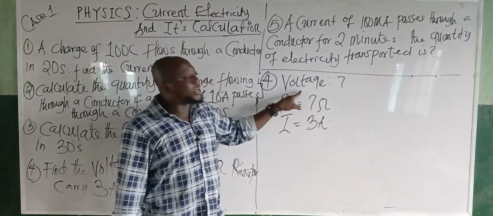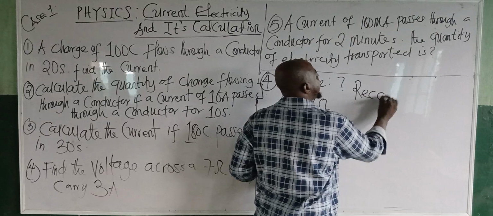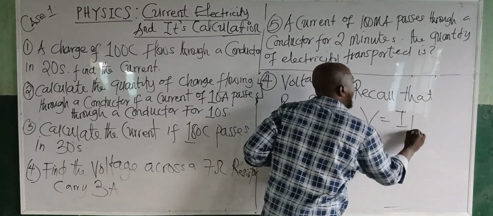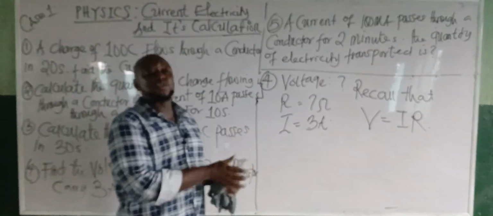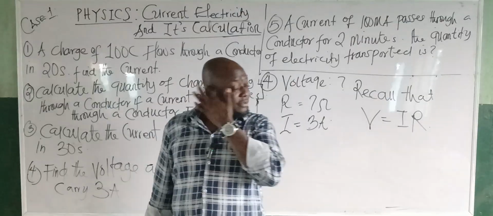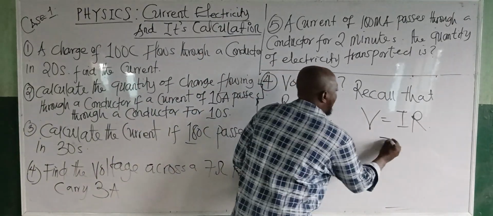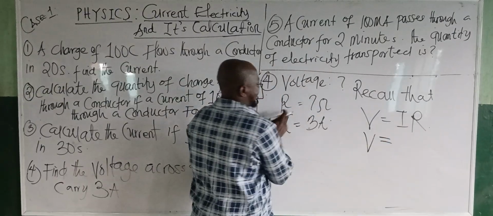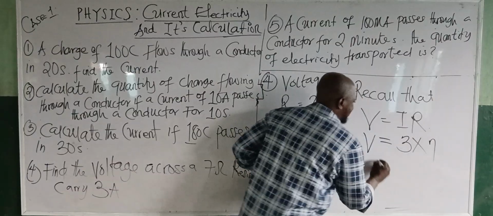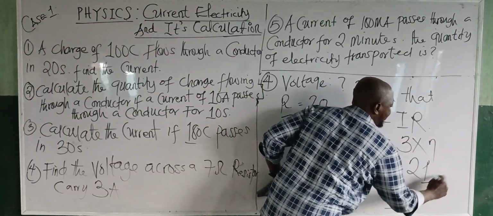So for this case now, we are looking for voltage. That means we are to use this formula. Recall that V equals IR. So this is what we have to use. Why? Because we have voltage, we have current, and we have R, which is resistor. We are looking for this V. So what do I do here now? I will say V becomes, what is my current here? My current is 3, multiplied by 7 here. If I do that, I'll have 21V, please. 21V. This is it.